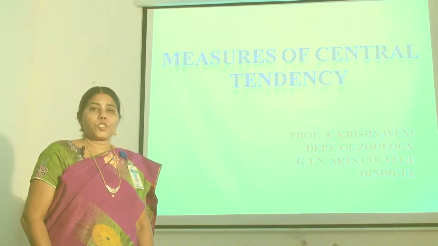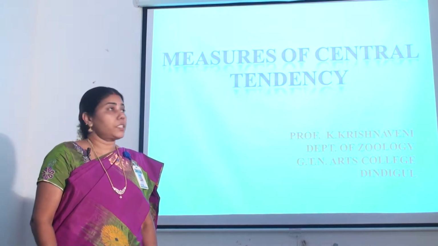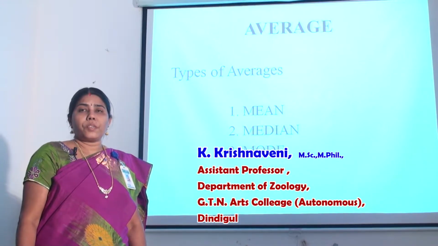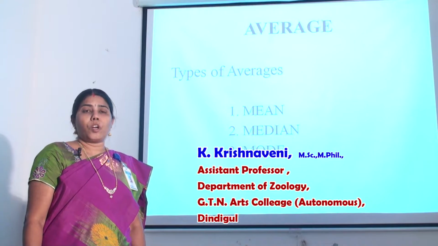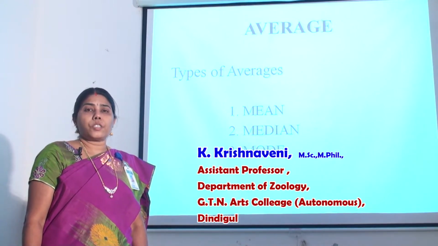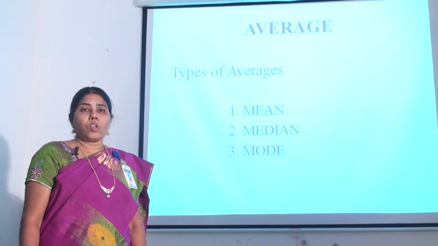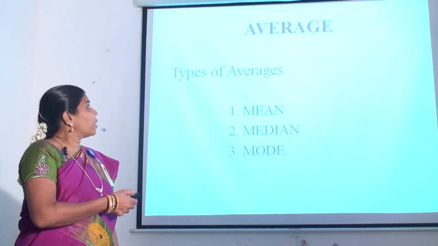Dear students, I start my lecture on the topic measures of central tendency. The average of a data is called a measure of central tendency, as the average lies in the middle of the lowest and highest values of a data. It is called a measure of central tendency. All the values of a population cluster around the average.